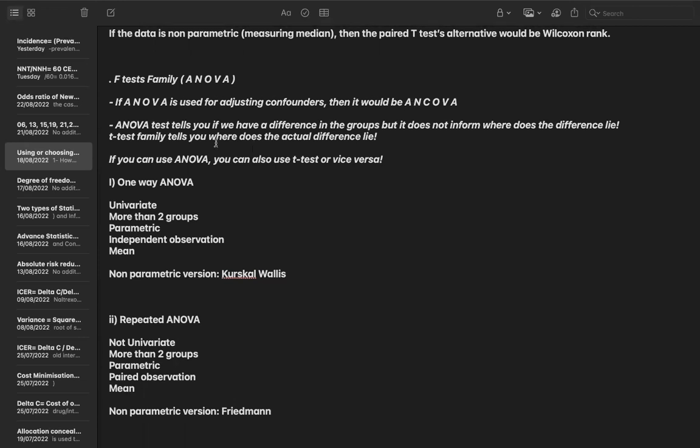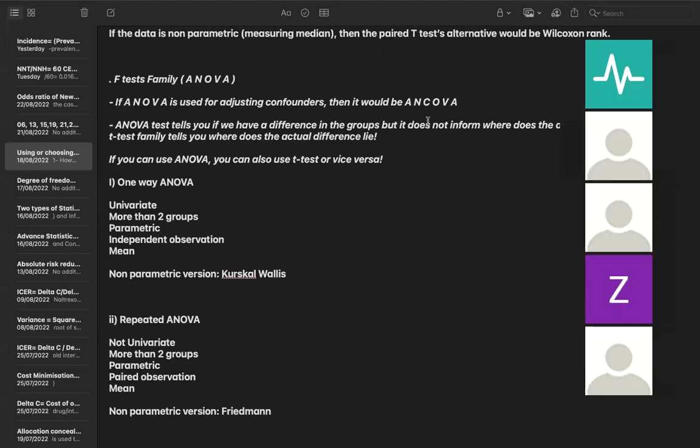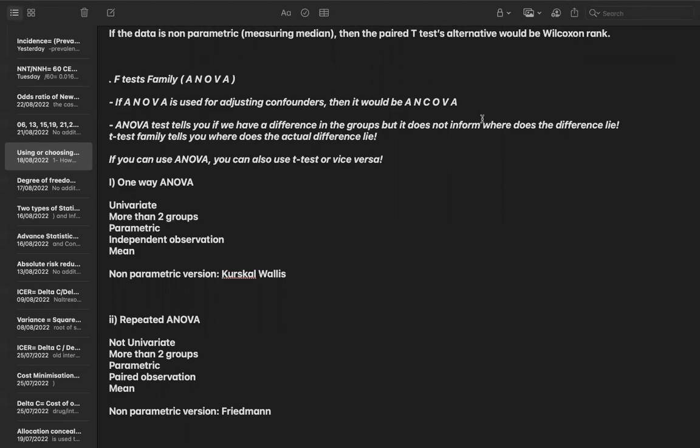ANCOVA is ANOVA, but ANOVA used for adjusting confounders. There are different tests which we use to adjust the confounders, for example, the Mantel-Haenszel method, ANCOVA, and all those tests. So if ANOVA is used for adjusting confounders, then it's ANCOVA. But this has nothing to do with choosing a statistical test.